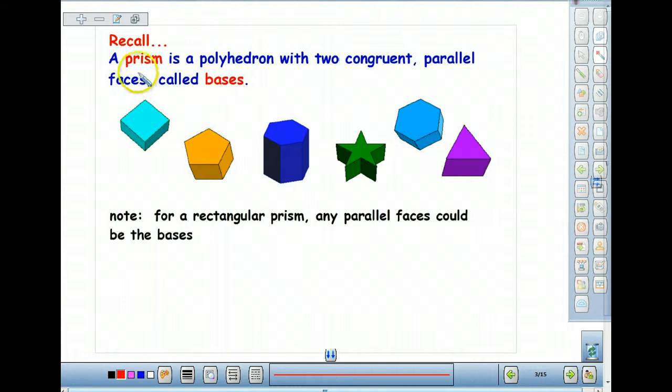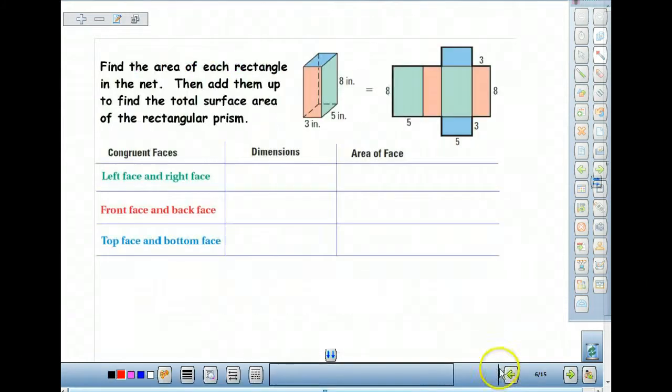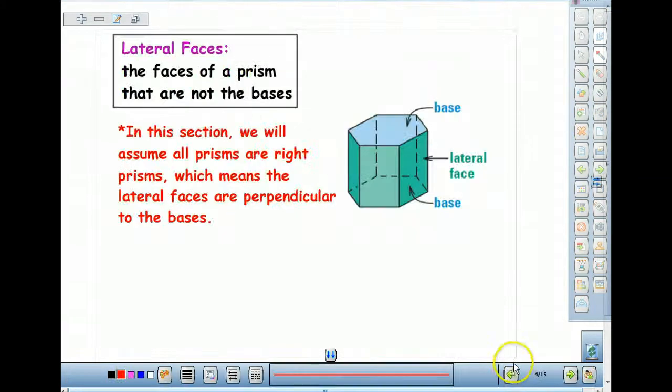Okay? So a prism is a polyhedron with 2 congruent parallel faces that we call bases. So the 2 congruent parallel faces here and here are going to be called our bases. For a rectangular prism, any of the parallel faces could be bases. But we'll talk about that as we go. All right, so we're just going to talk a little bit about labeling. Remember our parallel parts right here are going to be our bases. And then we call our lateral faces.